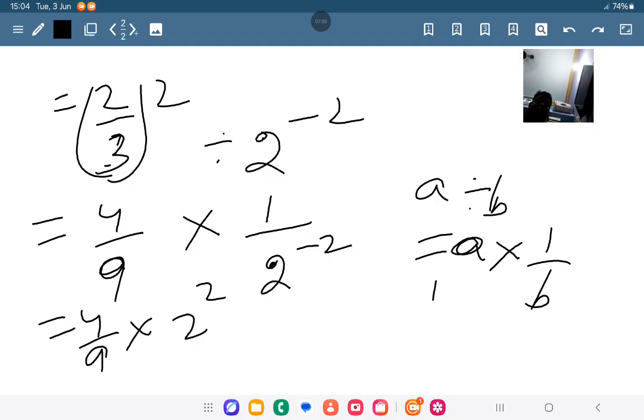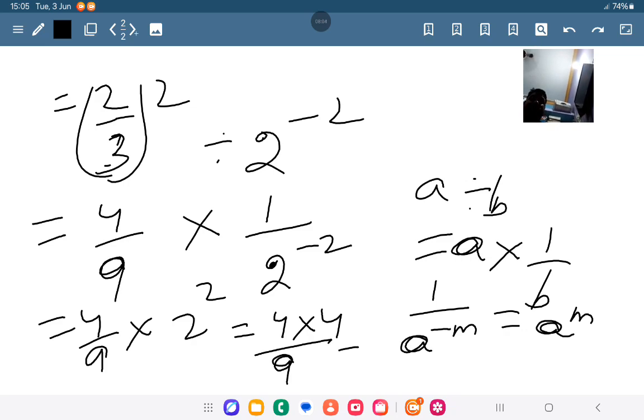Okay. 1 by a to the power minus m is equal to a to the power m. Clear enough? So now it is 4 into 2 to the power 2 is also 4 by 9. So the answer will be 16 by 9. It's an improper fraction. If you make it a mixed fraction, then it will be 1 and 7 by 9. Clear?